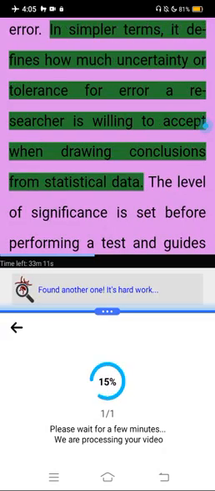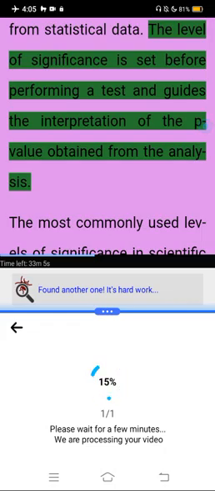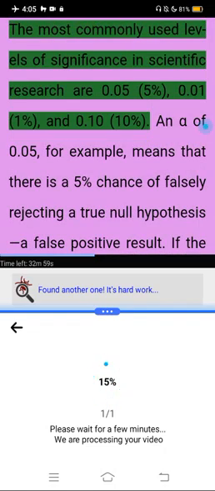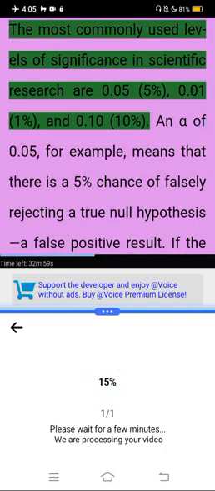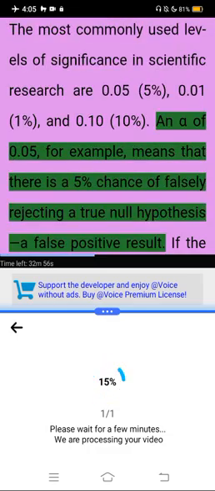In simpler terms, it defines how much uncertainty or tolerance for error a researcher is willing to accept when drawing conclusions from statistical data. The level of significance is set before performing a test and guides the interpretation of the p-value obtained from the analysis. The most commonly used levels of significance in scientific research are 0.05 (5%), 0.01 (1%), and 0.10 (10%). An alpha of 0.05, for example, means that there is a 5% chance of falsely rejecting a true null hypothesis, a false positive result.